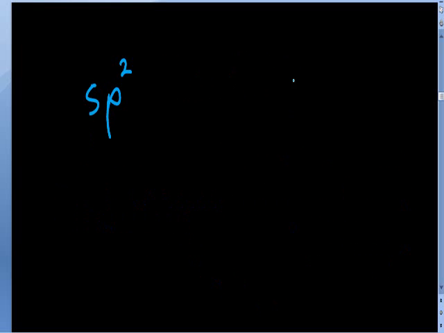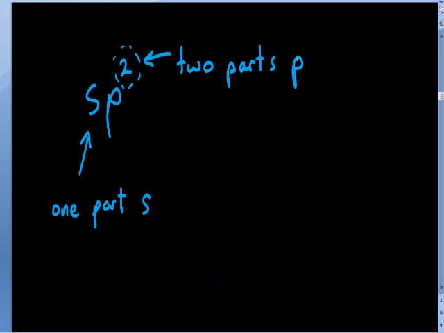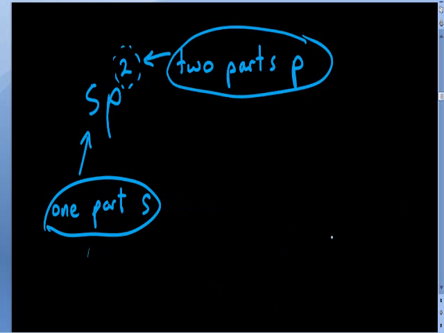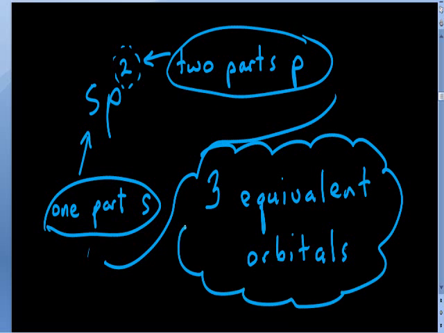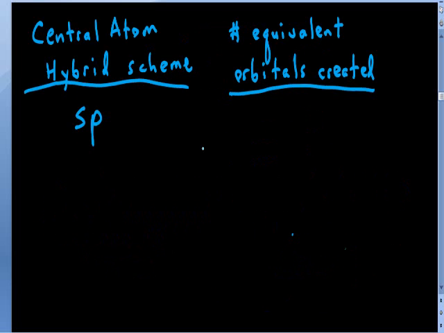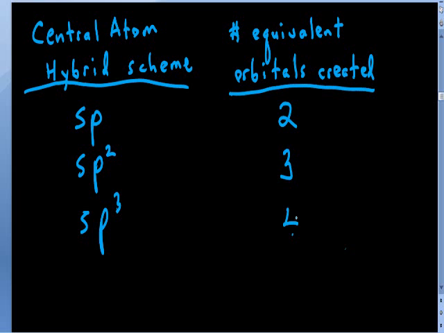Another hybrid scheme is known as sp2. sp2 is a hybrid scheme that's 1 part s and 2 parts p that have been blended together. The sp2 hybrid scheme would be utilized whenever 3 equivalent orbitals are necessary to construct the molecule as observed in our Lewis structures. Some of the hybrid schemes around the central atom include sp, which makes 2 equivalent orbitals around the central atom, sp2 that will create 3 equivalent orbitals, sp3 which can create 4 equivalent orbitals around the central atom.